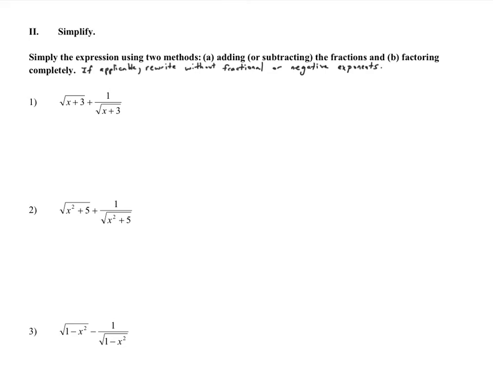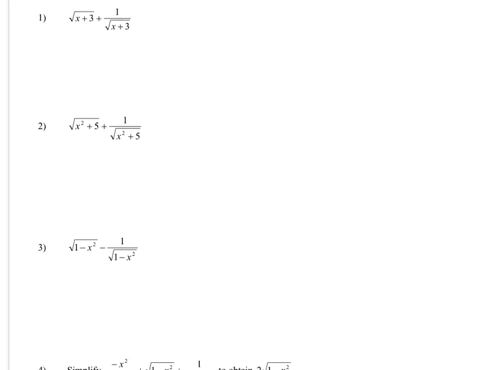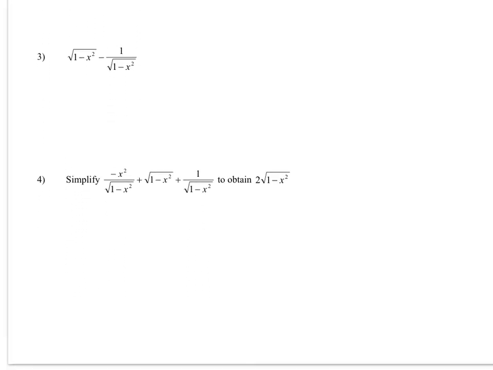So using that example, please complete number 2, 3, and 4. Now, when you get to number 4, you can simplify the expression to get 2 root 1 minus x squared. You're going to have to use your properties of exponents in order to obtain this.